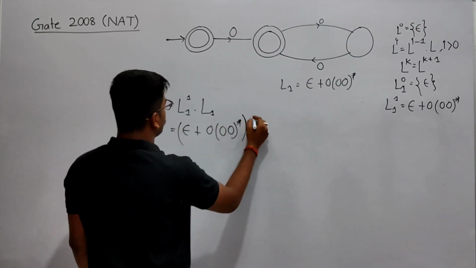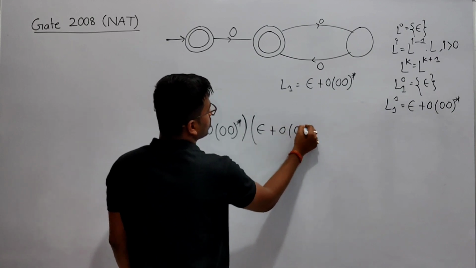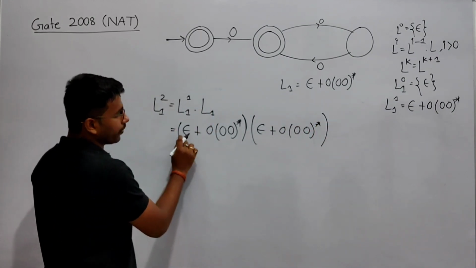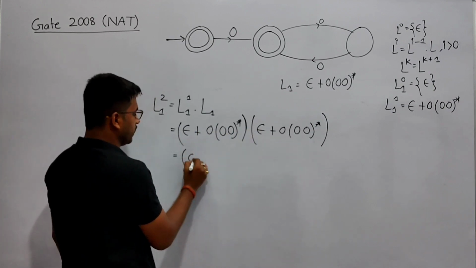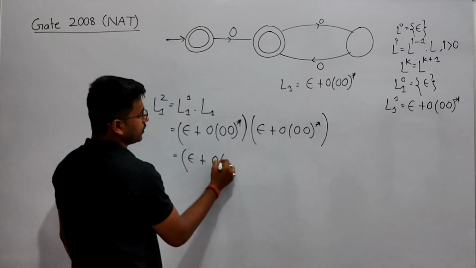Now your L1 is this epsilon plus 0, 0 0 star. So now do the concatenation. Epsilon dot epsilon, you get epsilon. Then epsilon dot this, you will get the same only, this one, 0 0.